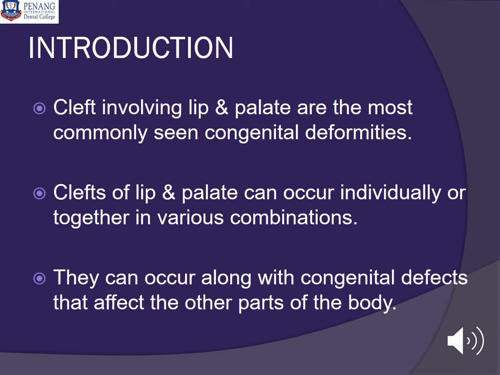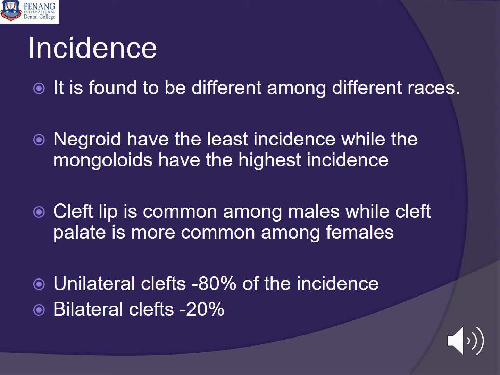Cleft of lip and palate can occur individually or together in various combinations. They can occur along with congenital defects that affect the other parts of the body. It is found to be different among different races. Negroid have the least incidence while the Mongoloids have the highest incidence.